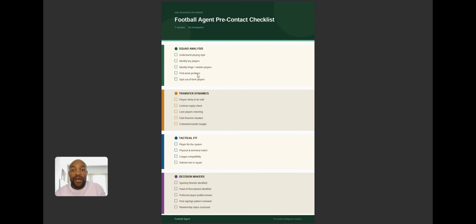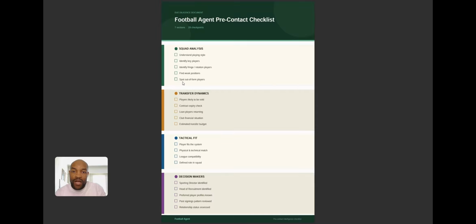Then the next one is find weak positions. Let's take for example, if they have a team where the left back is not actually good, and they need a replacement, so they will need to go into the market for that. You need to spot that by also watching their games. Probably a right-footed player might be playing in that position as a left back. That shows that they don't have enough quality there and they will need a replacement.